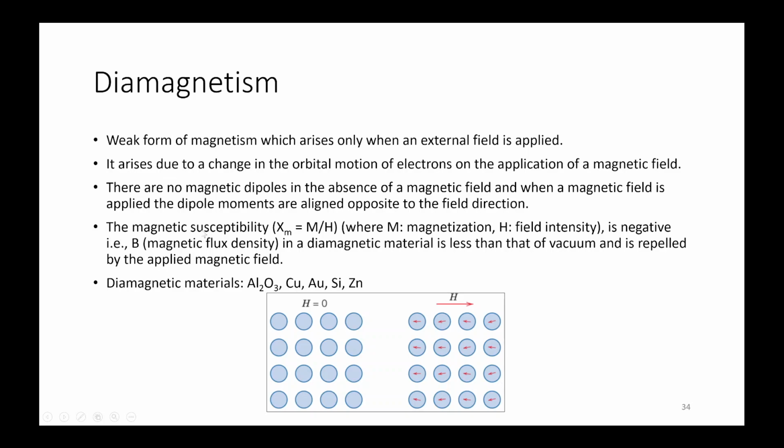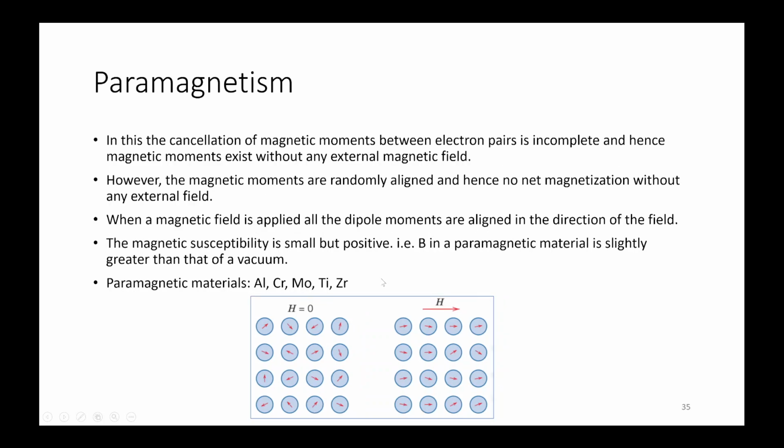And the magnetic susceptibility, which is the ratio of magnetization and field intensity, is negative, and B in a diamagnetic material is less than that of vacuum, and the material is repelled by the applied magnetic field. Now, these are examples of some diamagnetic materials: alumina, copper, gold, silicon, and zinc.